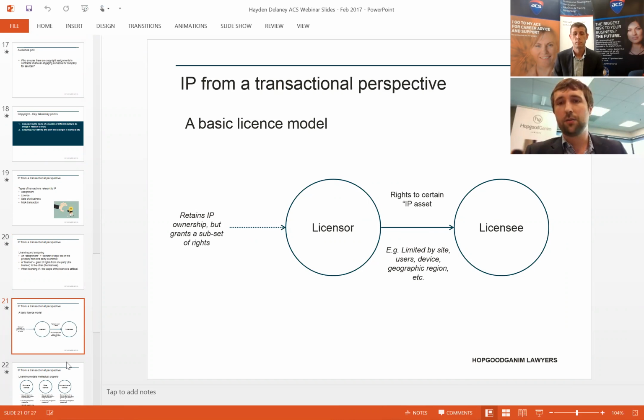On the slide here, I've got a basic licensing model. The licensor is the owner of the intellectual property rights, and they're going to grant a subset of rights to the licensee. So maybe it's the copyright in software. They grant, for example, a license to the licensee to use certain software at a particular site for 50 named users. You could also limit it by specific devices or within a specific geographic region. That's a basic licensing model on the screen.